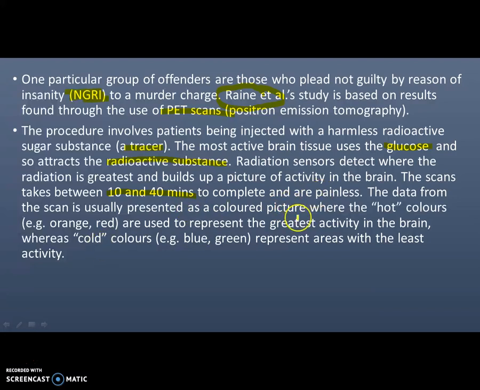The data from the scan is usually presented on a coloured picture, where hot colours, like orange and red, are used to represent the greater activity of the brain, whereas the cool colours, blue and green, represent areas of least activity.